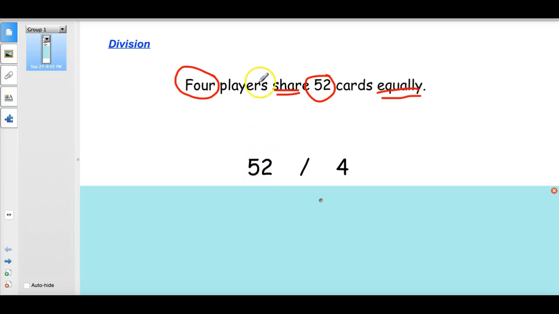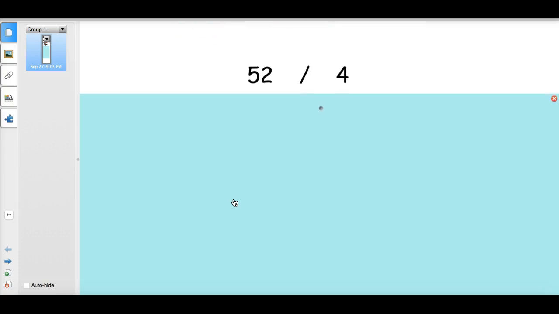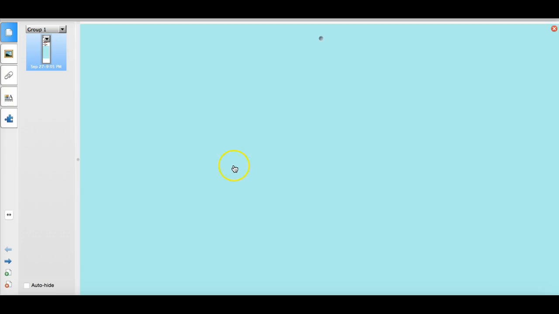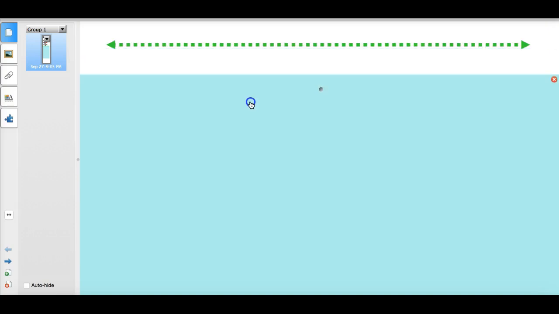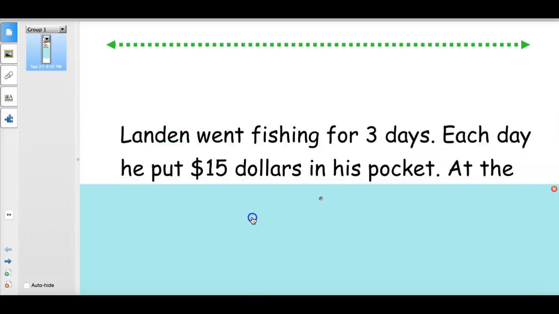So, based on the words, I can know that I'm going to do 52 divided by 4. 52 cards equally divided between 4 players. All right, well, it doesn't end there. The next thing that we can do is we can actually use multiple operation signs in one word problem.